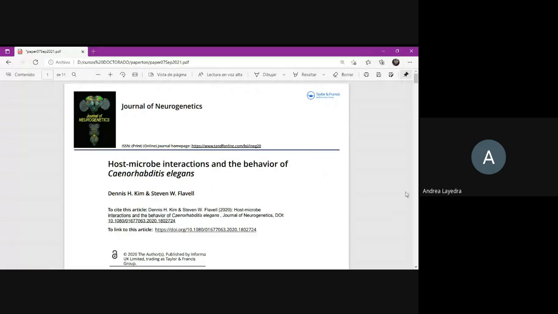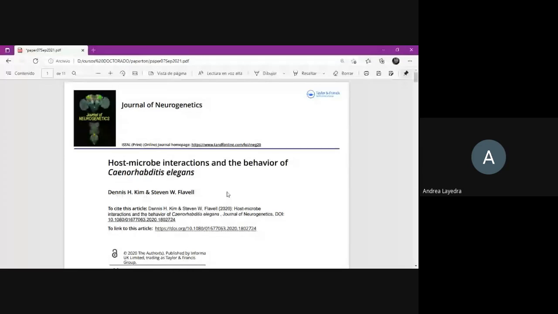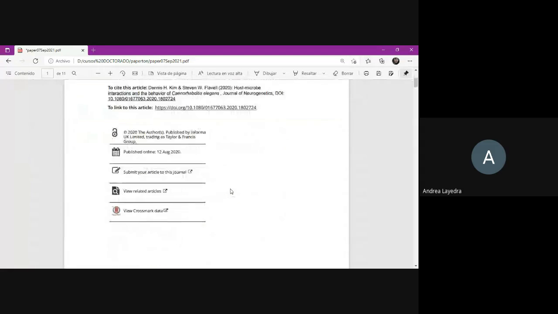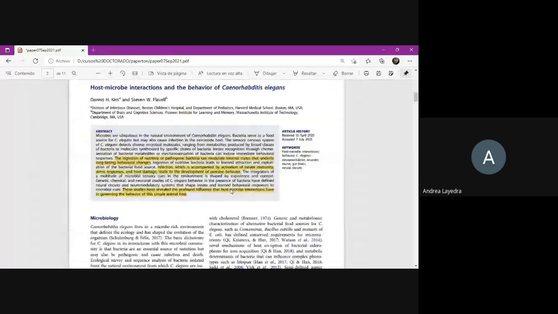Good morning, everyone. I am going to speak about this article called Host Microbe Interactions and the Behavior of C. elegans. Well, I found this study interesting though.